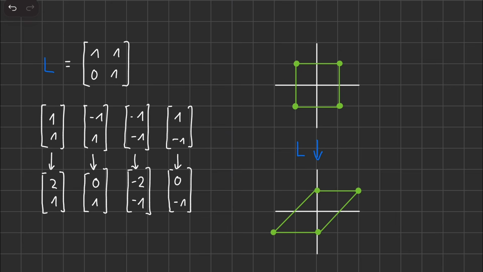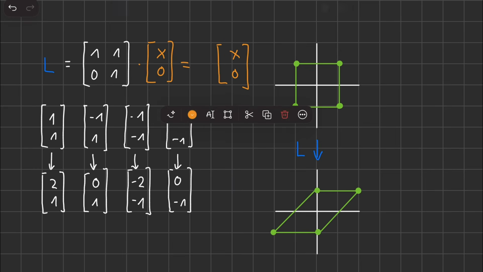And in fact, this is true for all vectors that lie on this x-axis. If we multiply this with the vector x, 0, where x is just a variable, our result is x and then 0 as the output. So, in fact, all our points which lie on this x-axis get scaled by a factor of 1. Their direction remains the same, and their length too. So the x-axis is an eigendirection of this shear matrix with eigenvalue 1. Everything not on the x-axis is tilted into a different direction.